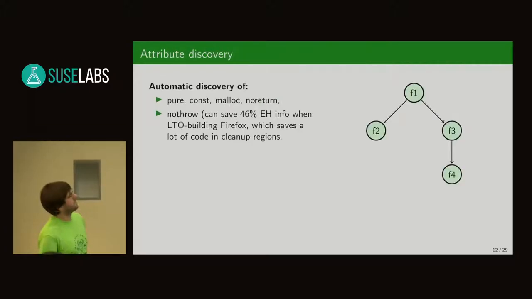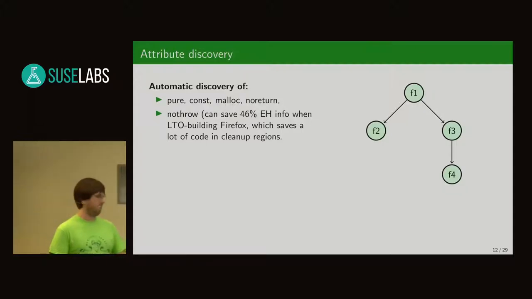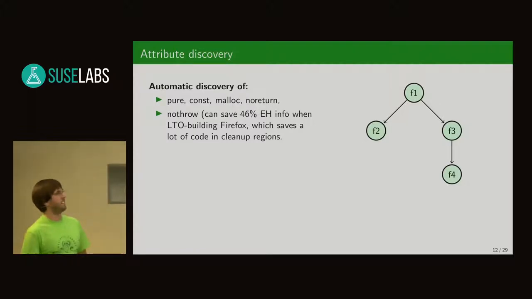So let's move on to another interprocedural and slightly less obvious pass, and that is automatic discovery. When you're dealing with optimization of code in a compiler, pure and const, and even malloc and noreturn attributes can be very handy, very important, but programmers are sometimes lazy and they don't annotate their functions with all the attributes that are useful.